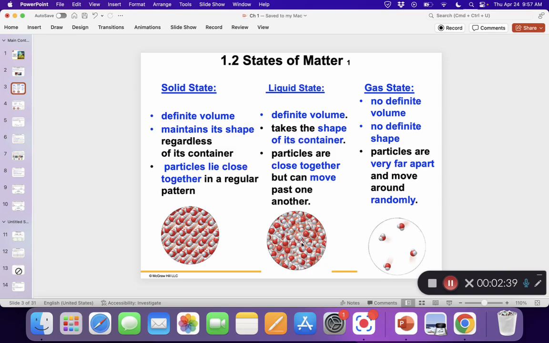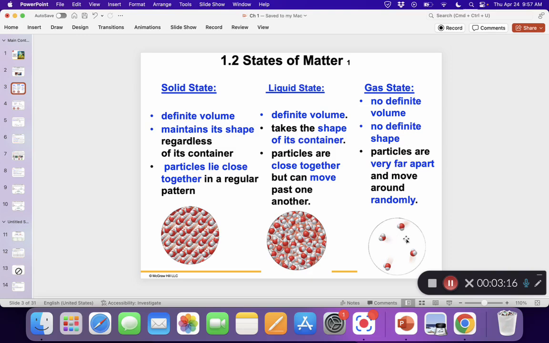The liquid state also has a definite volume, just like a solid. That's why 1 liter of milk, whether in a carton or in a plastic bag, is 1 liter. It has a definite volume. On the other hand, the gaseous state does not have a definite volume. It will expand and take the volume and the shape of the container.